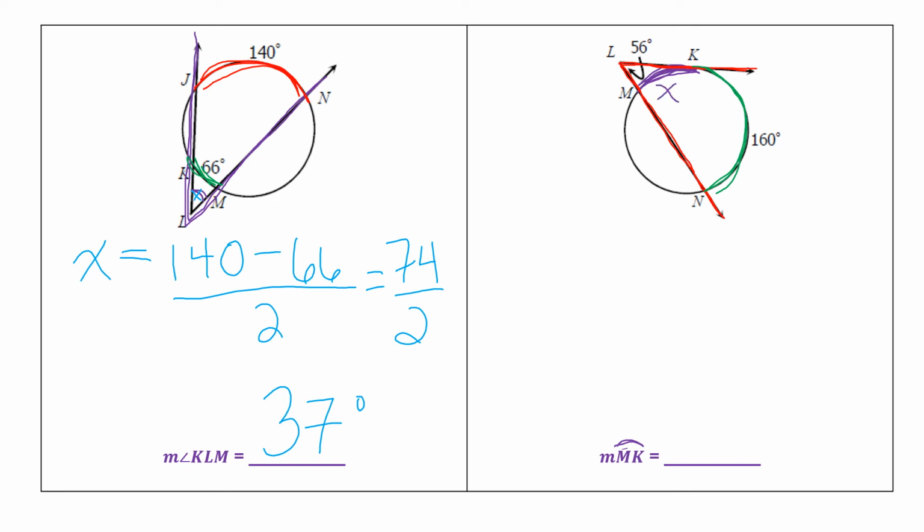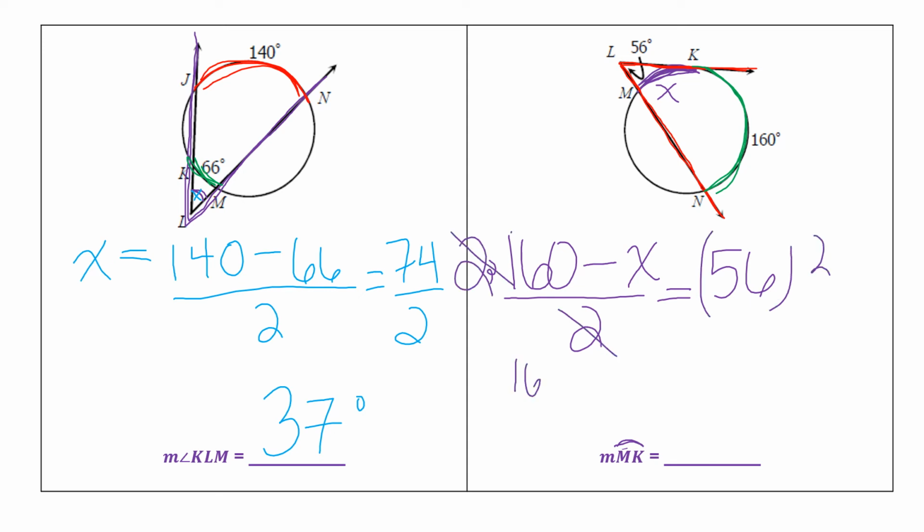To solve that, we take the outside arc, which is 160 degrees, KN. We subtract the inside arc, which is MK. I don't know it, so I'm calling it X. Divide by 2, and that should give us the angle, which we know is 56 degrees. So to solve this, since I can't do 160 minus X, I'm going to have to multiply both sides by 2.